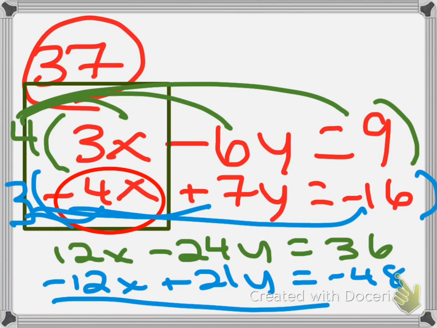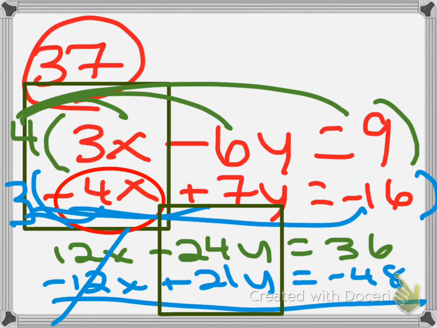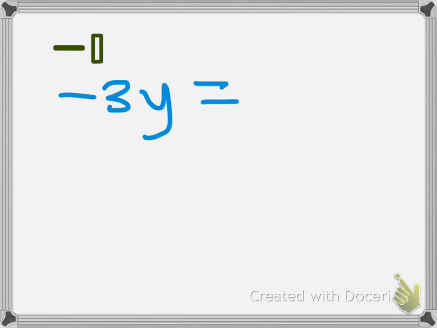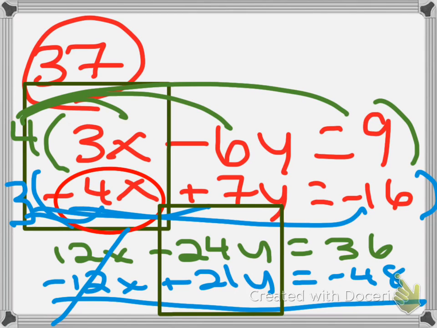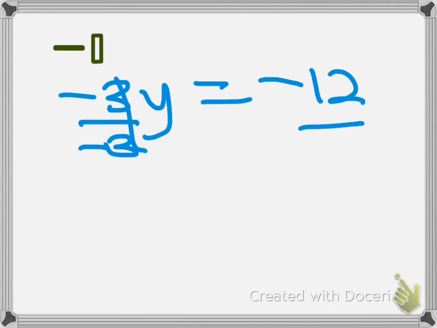And then I'm going to combine these. This cancels. That's why it's called elimination. I'm going to take negative 24y here plus 21y. That gives me negative 3y. I'm then going to say that's equal to 36 minus 48. That gives me negative 12. I'm going to solve for y now. When I divide by negative 3, I get y is equal to 4.